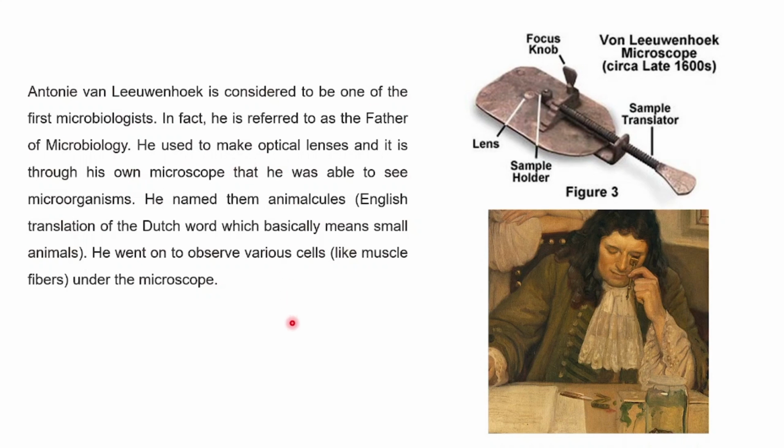He named them animalculus, which is the English translation of the Dutch word, which basically means small animals. And then he went on to observe various cells like muscle fibers under the microscope. I got this from the internet. This is apparently the microscope that Antonio van Leeuwenhoek used to work with, and just see the time, I cannot imagine how advanced people were at that point of time as well.